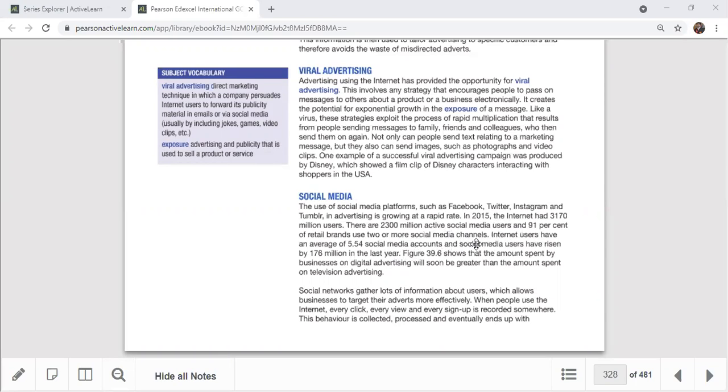Yeah, so people on social media are using different methods, mainly social media platforms. It can be Facebook, it can be Twitter, it can be WhatsApp, it can be TikTok, like that. Different social media platforms are used by people.